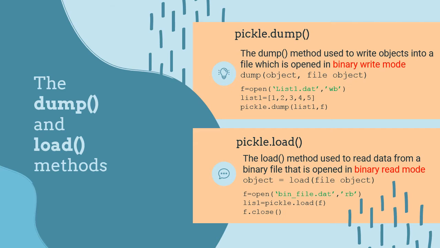Okay, before performing this operation, we have to import the pickle module, and after performing this operation, we have to close the file using the file object, that is f.close. So it's simple as that.